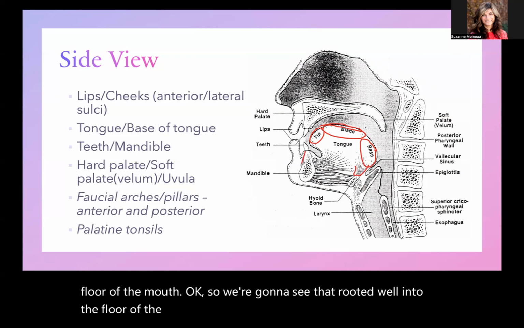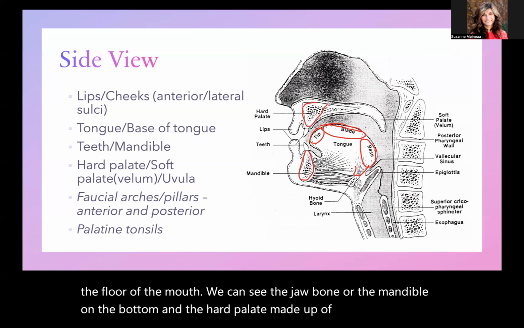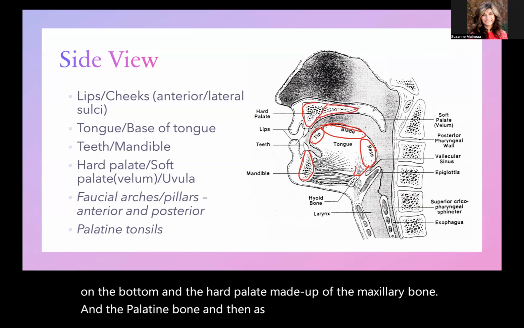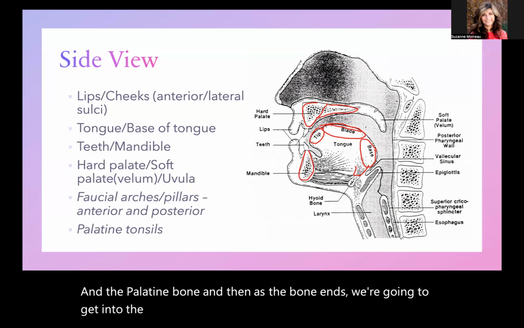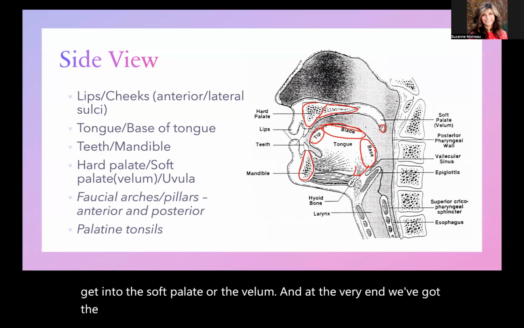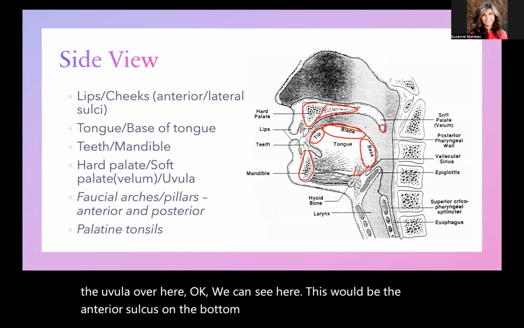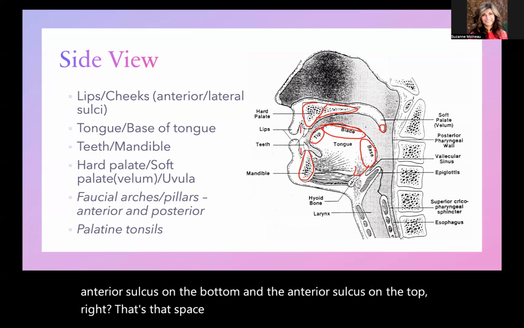We can see the jawbone or the mandible on the bottom and the hard palate made up of the maxillary bone and the palatine bone. And then as the bone ends, we're going to get into the soft palate or the velum. And at the very end, we've got the uvula over here. Okay, we can see here, this would be the anterior sulcus on the bottom and the anterior sulcus on the top, right? That's that space between the lips and the teeth or the mandible.